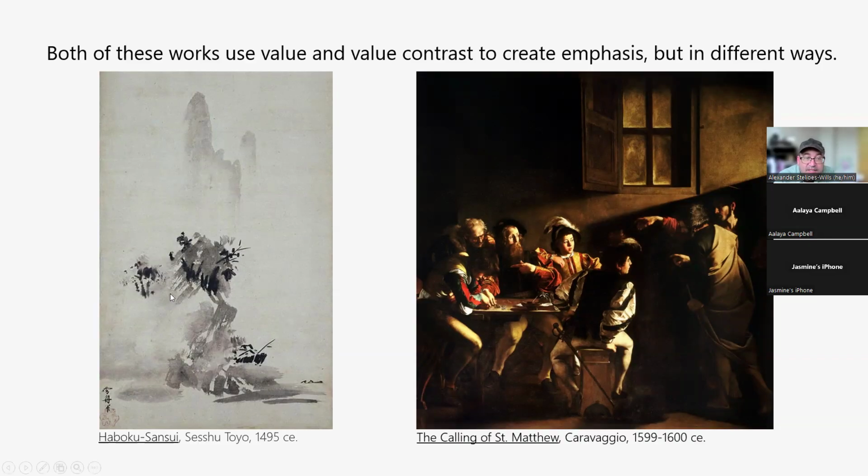So in one, it's the addition of the extra dark values that makes it feel more contrasty in that section and therefore creates more emphasis. Whereas in the other, it's the addition of more light values and lighter light values that makes an area feel more contrasty and therefore makes it feel like it's more of an emphasis.